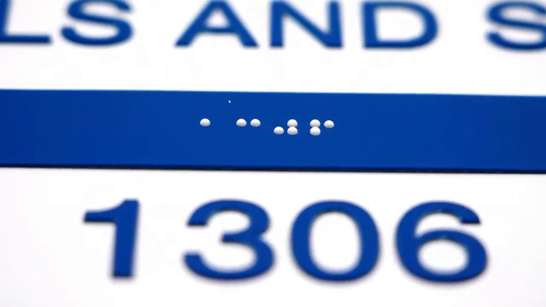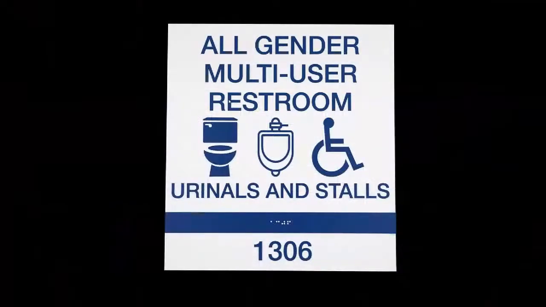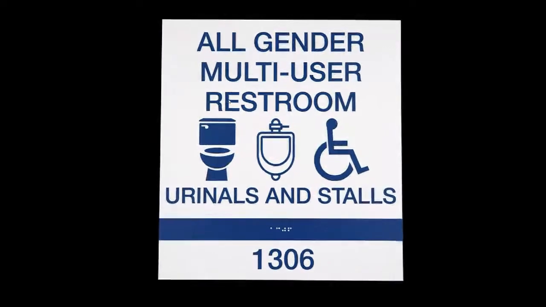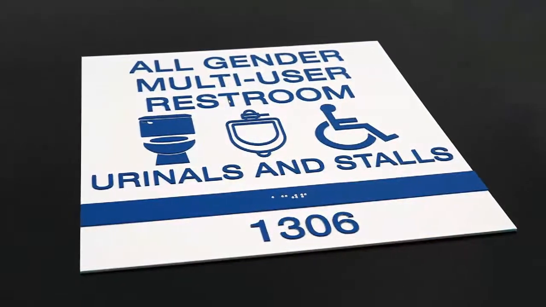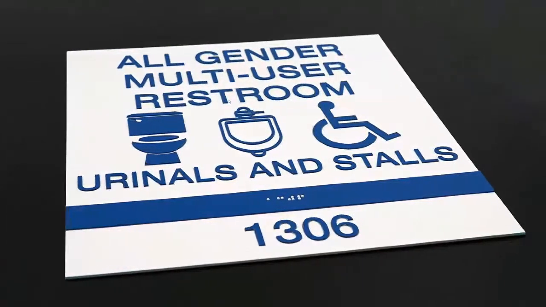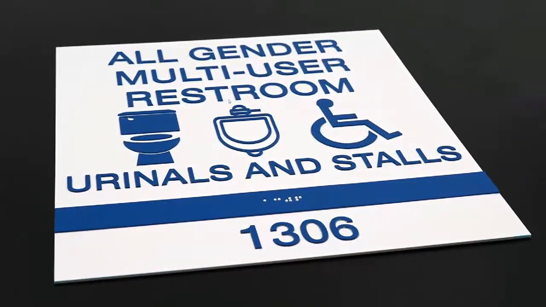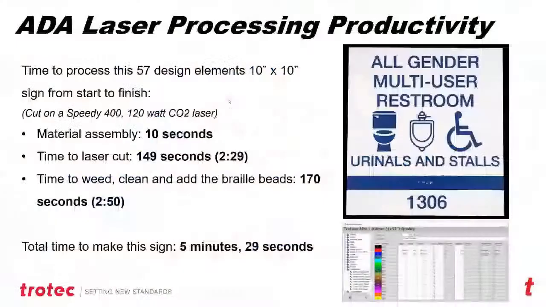So now we have our Braille raster beads down into the hole. We have our finished sign. And the thing that I stressed hugely on this type of sign is that you can get, of course, any color combination you need in this scenario. But the key with this type of sign is how long it took.